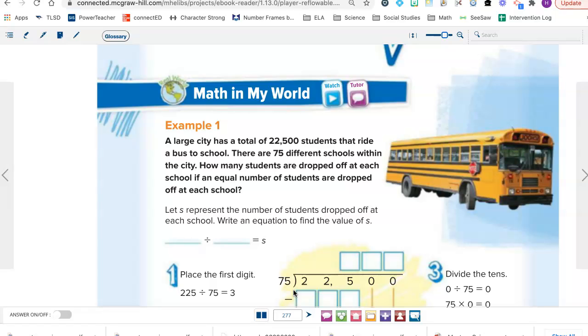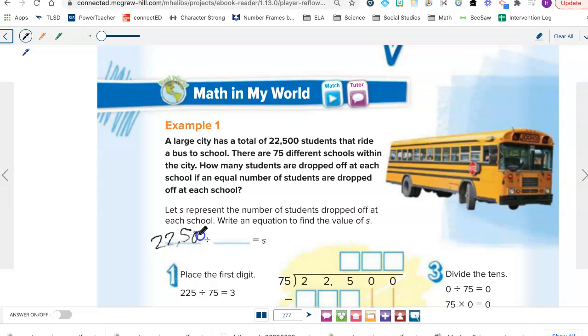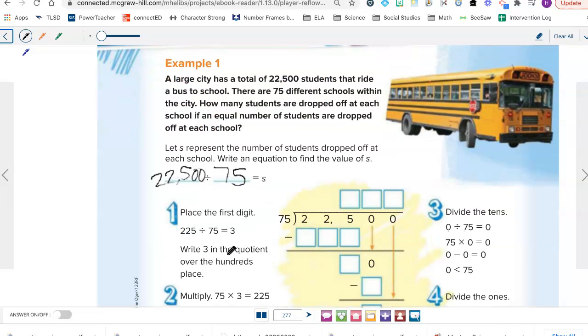So example 1, it says a large city has a total of 22,500 students that ride a bus to school. There are 75 different schools within the city. How many students are dropped off at each school, if an equal number of students are dropped off at each school? So we are going to let S represent the number of students, which is 22,500. And we're going to divide that by 75 different schools. So again, we want to figure out how many students are dropped off at each school.